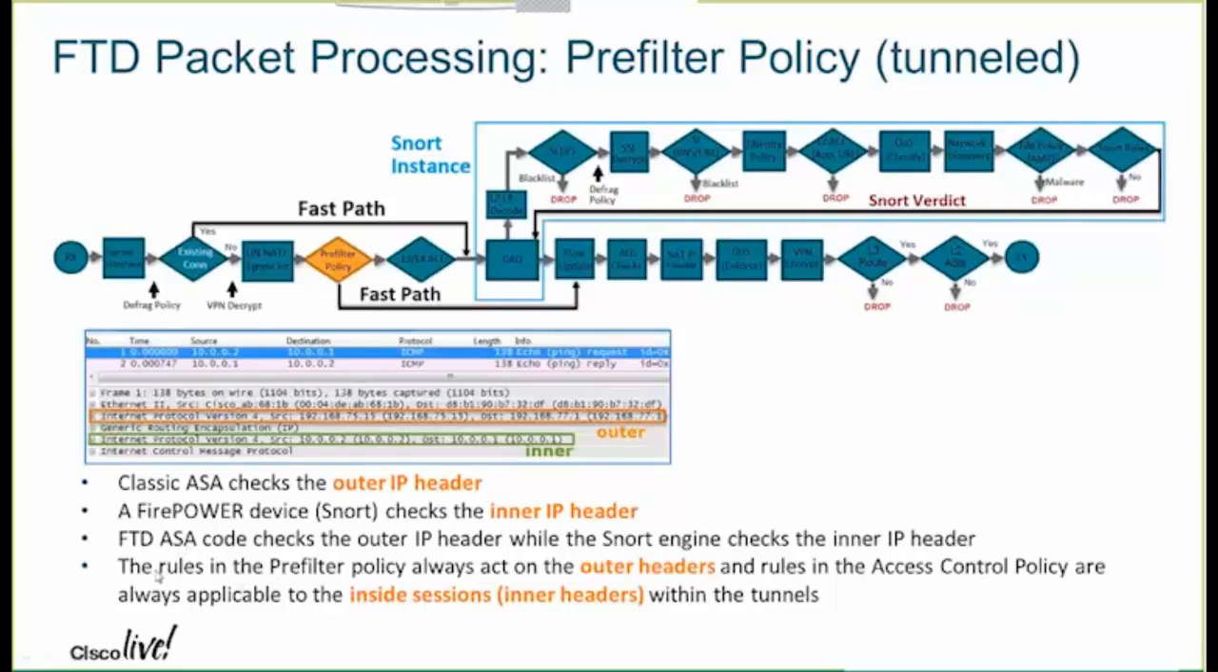So again, here is where it mentions that the rules in the pre-filter always act on outer headers, and the rules in the ACP are always applicable to inside sessions or inner headers within the tunnels. That is what the statement means. So in pre-filter, if the action is set to analyze, ASA only checks the external header, and when we send the traffic to Snort, Snort checks the inner payload. If Snort doesn't have a rule permitting this traffic, we drop it, and if it has a rule, it permits it.